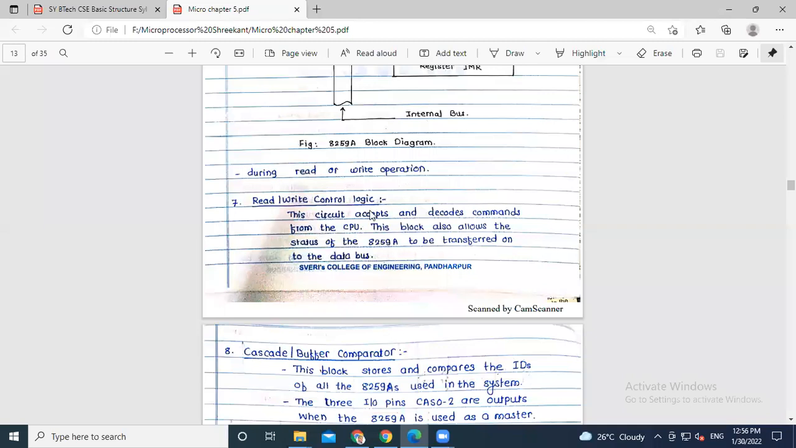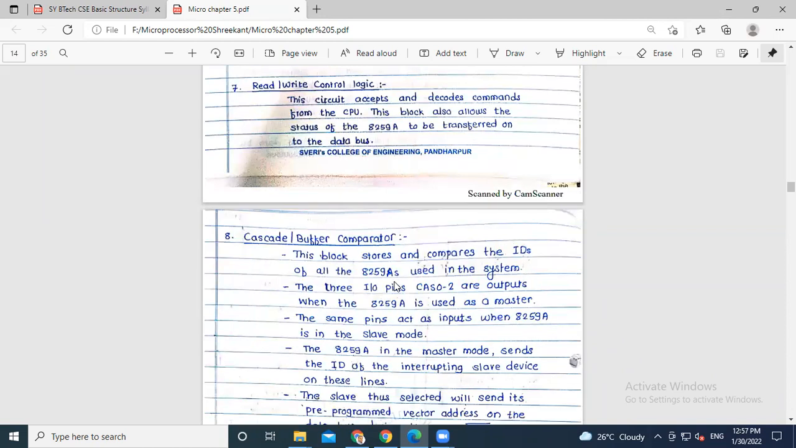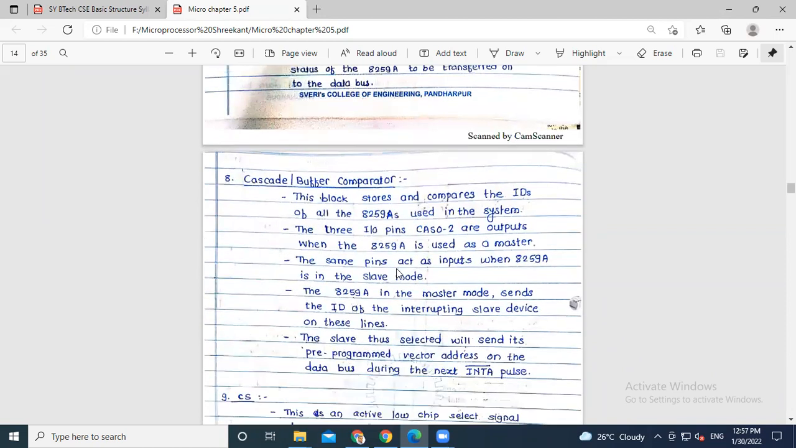During this read and write, the circuit accepts and decodes commands from the CPU. This block also allows the status of the 8259 to be transferred onto the data bus. Then the cascade buffer comparator is a block used for comparing the IDs of all the 8259s used in the system. There are 3 input and output pins.